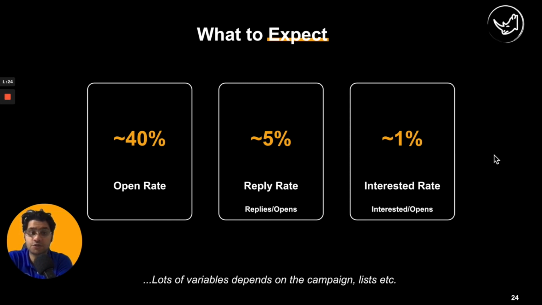After that is the interested rate. Typically we look at 1%. If you're able to get an interested rate of about 2%, you know you're doing something decently right. And if you get anywhere close to 5%, then you know, okay, fine, this is really something here, right? Those are some benchmarks for you to operate and work on.